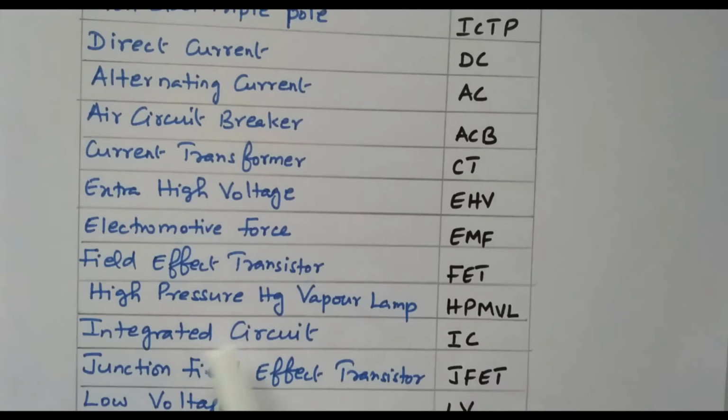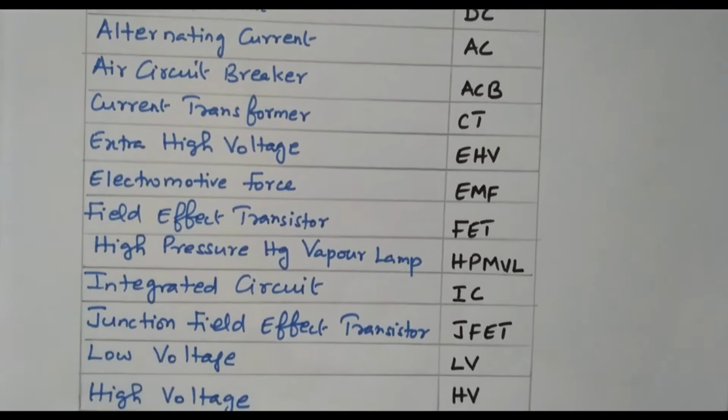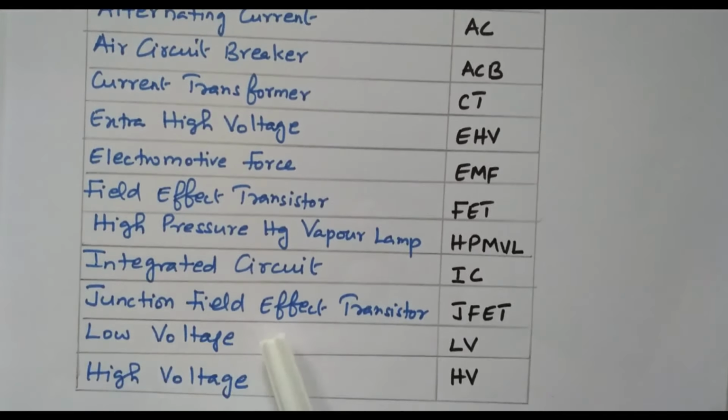HPMVL refers to the high pressure mercury vapor lamp. High pressure. Similarly low pressure is also available, LP. This is HP. IC means integrated circuit. Then JFET. JFET refers to junction field effect transistor. Then LVHV, low voltage, high voltage. It is mainly used in the transformer, low voltage side, high voltage side, primary winding and secondary winding. We already discussed HT and LT, high tension and low tension supply.